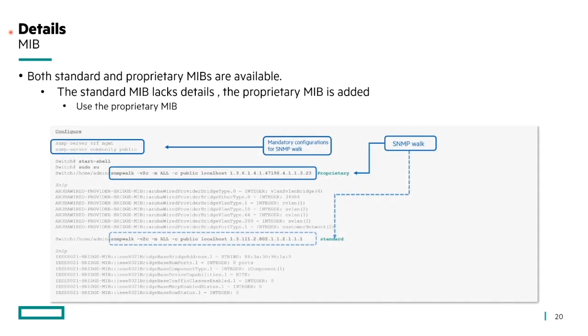And here are the MIB details. Both standard and proprietary MIBs are available. The standard MIB lacks QinQ details, so do use the proprietary MIB, and here is the SNMP walk with the OID value here.